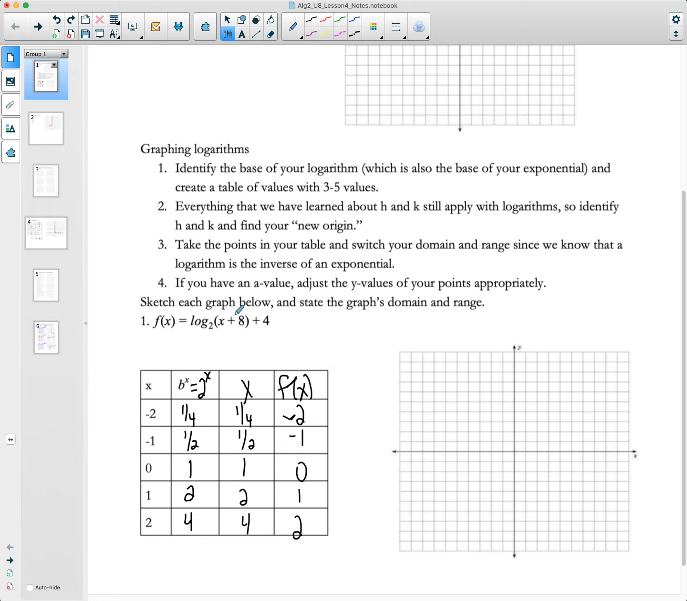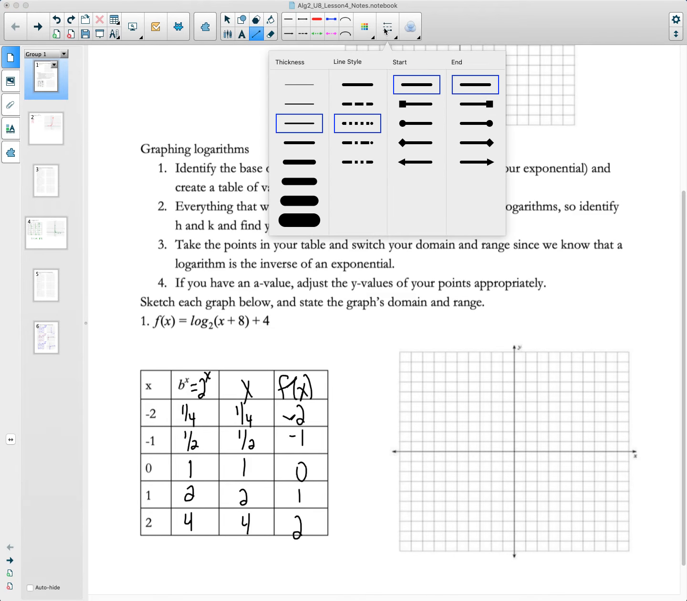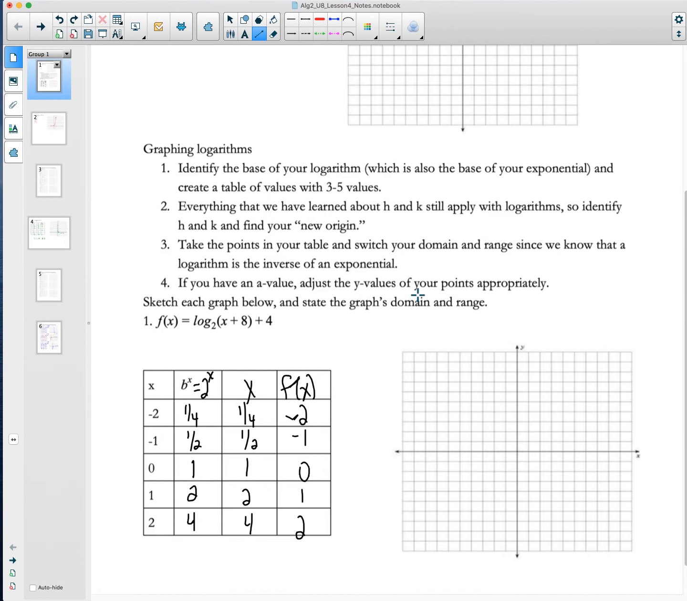So when I look at this, notice I have x plus 8 in my parentheses here. So this is like x minus h. And so what I can see is that I'm going to have a shift to the left of 8. I have my plus 4 out here. This is my k value, so I'm going to have a vertical shift of up 4. All right, so let me throw in those.